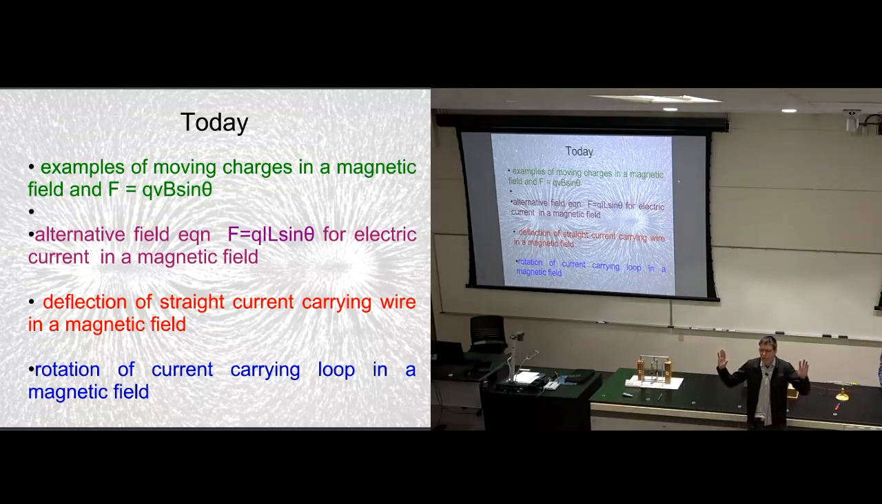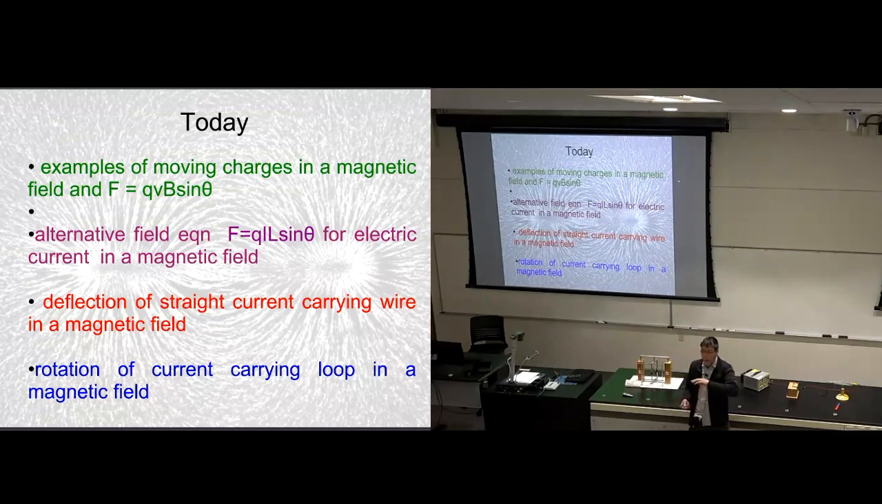Okay, I'm going to get started. Last class we introduced the field equation for magnetic forces arising on moving charges due to magnetic fields. Today's class is going to focus on applications of the field equation, examples of the field equation. So that's the plan. I want to go through these 4 bullets.